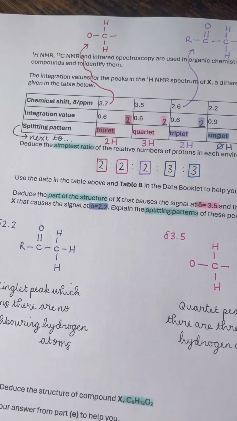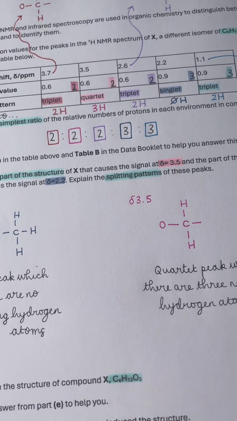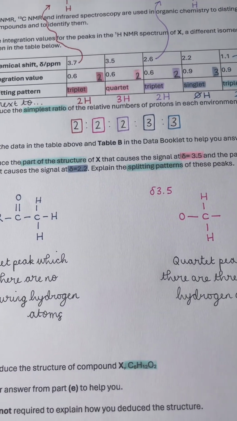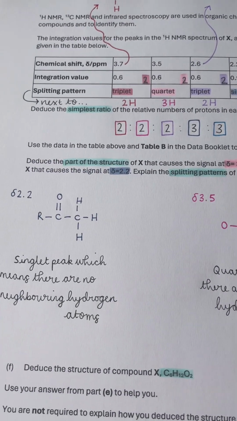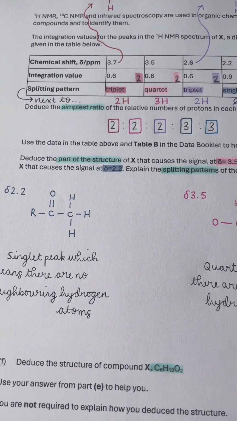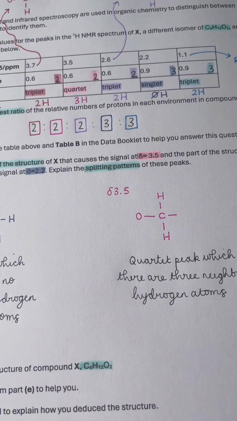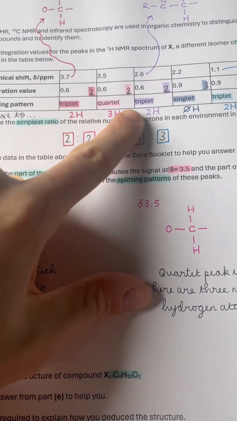So in order to answer the next part of the question, which says to use the data in the table above and table B in the data booklet to deduce the part of the structure of X that causes the signal at chemical shift 3.5 and the part that causes the signal at chemical shift 2.2, and we also have to explain the splitting patterns of those peaks. Well, we've already kind of done that in our annotations within the table.